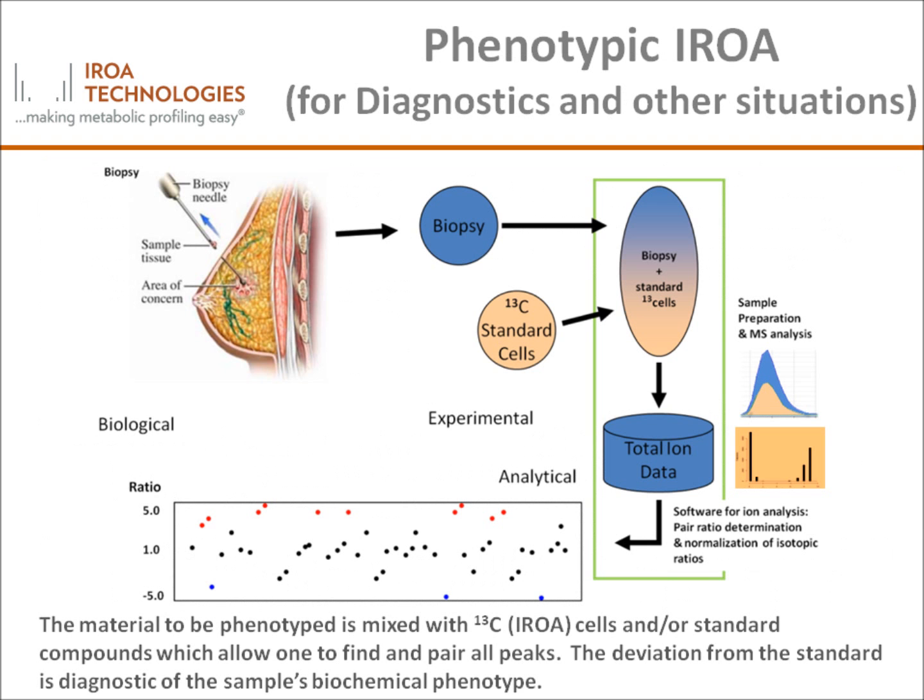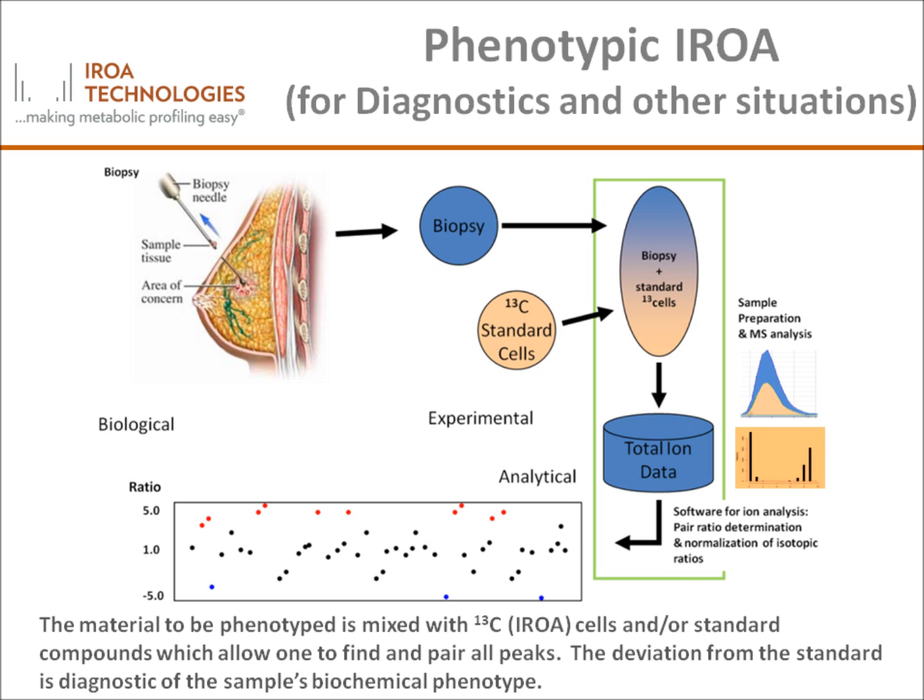In the phenotypic IROA experiment, the control or standard is isotopically labeled using IROA C13 media. An ideal standard is one that represents the entire metabolome of the fluid or tissue under study. For example, if interrogating the metabolome in breast tissue, quantification of metabolites can be achieved using an IROA-grown breast cell line as a complex internal standard.